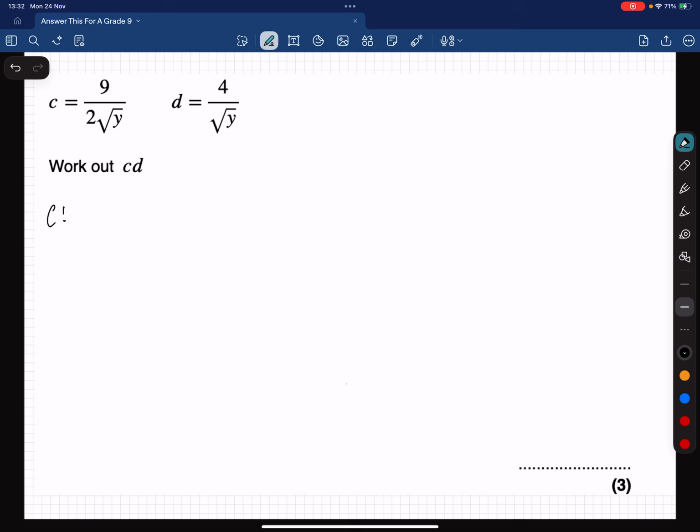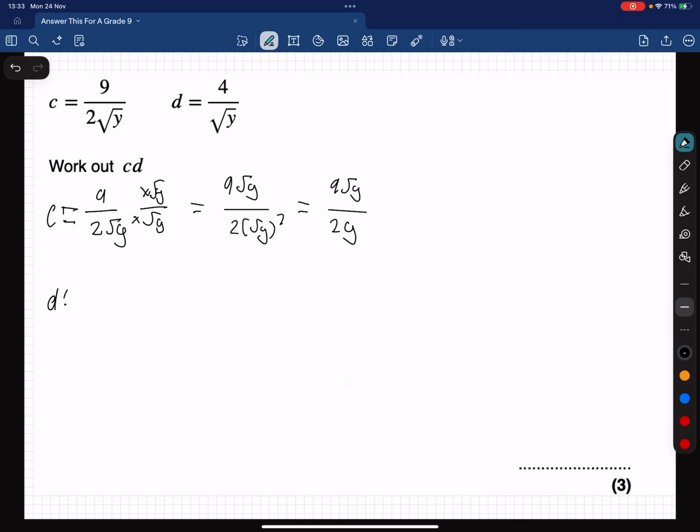So let's start with C. So C is equal to 9 over 2 root y. To rationalise this, I need to multiply the numerator and the denominator by root y, which is equal to 9 root y over 2 root y squared, which is equal to 9 root y over 2 times root y squared, which is 2y. That's rationalised.